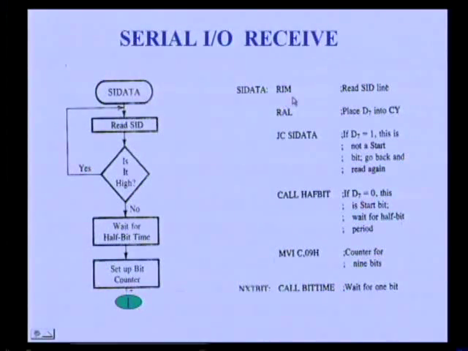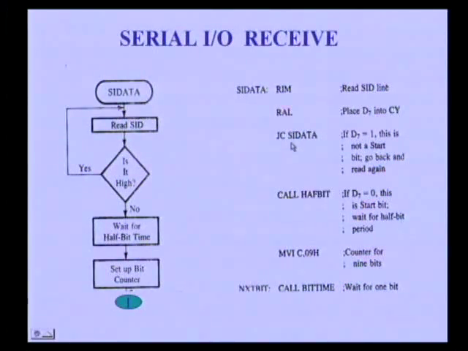Here you see first the RIM instruction is used and the RAL instruction is used, so that the D7 bit is moved into the carry flag. If the D7 bit is 0, that indicates the start bit. So in the next instruction we are checking that by the jump on carry instruction. If the carry flag is set, it means it is not a start bit, so it will go back and stay in this loop.